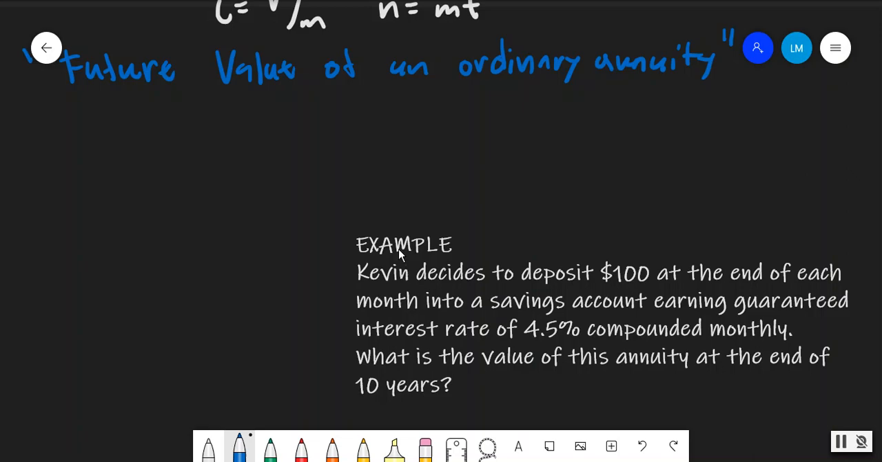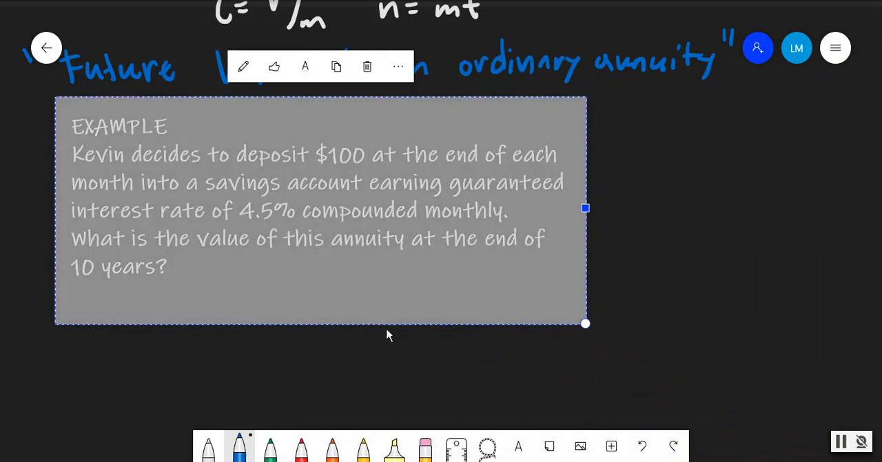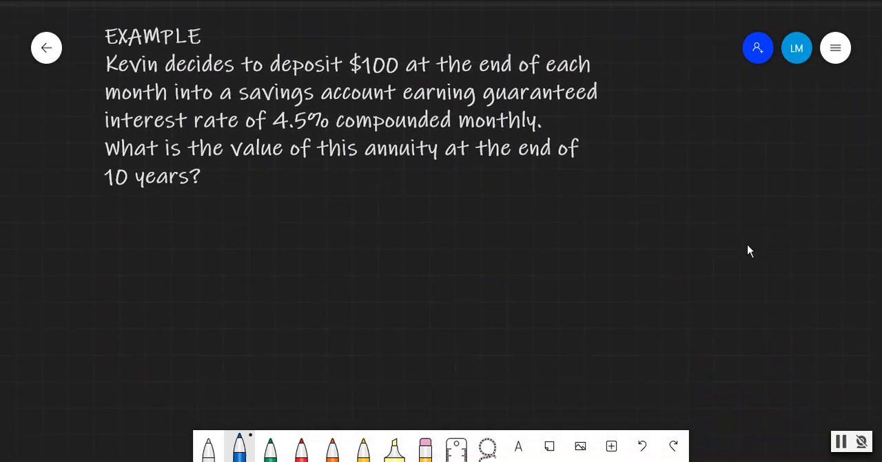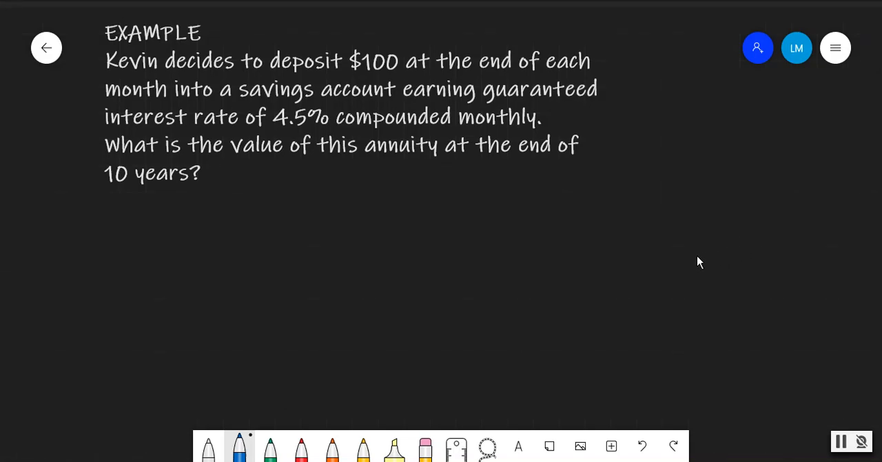Okay, so we have that Kevin decides to deposit $100 at the end of each month into a savings account, earning a guaranteed interest rate of 4.5% compounded monthly. What is the value of this annuity at the end of 10 years? Okay, so primarily, the main thing that you have to look for is the key words, which in this case is savings, and annuity, of course. And then we know that it's at the end of each month.